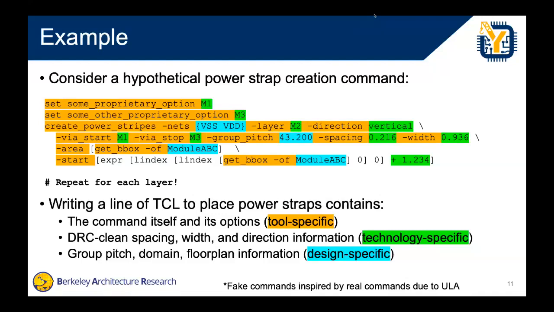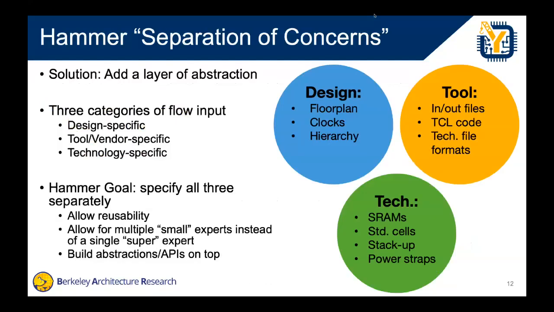And then we also have some blue words here, which are your design specific criteria. So the name of your power and ground, how many straps you want per millimeter, and the name of some of your modules that you're putting the straps over top of. And so all of these get mixed up into one line of code, and there's no real good way for you as the consumer or producer of this file to separate them out. And so Hammer is trying to attack this problem by making it easy for you to basically generate these scripts and not worry about the different concerns all at once.